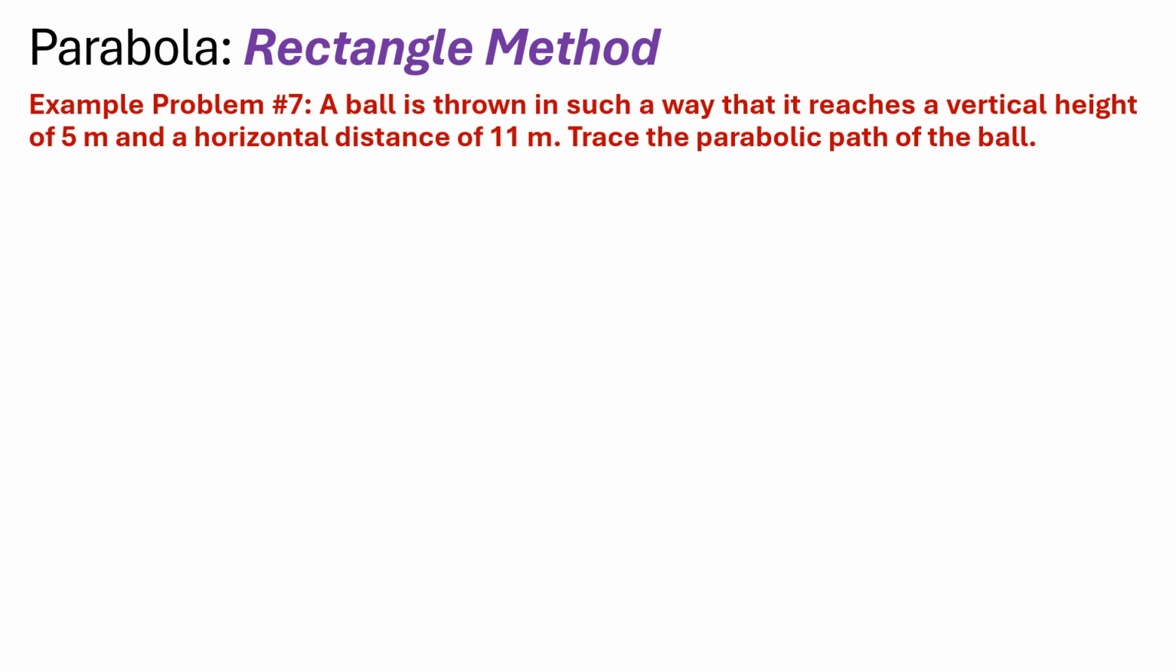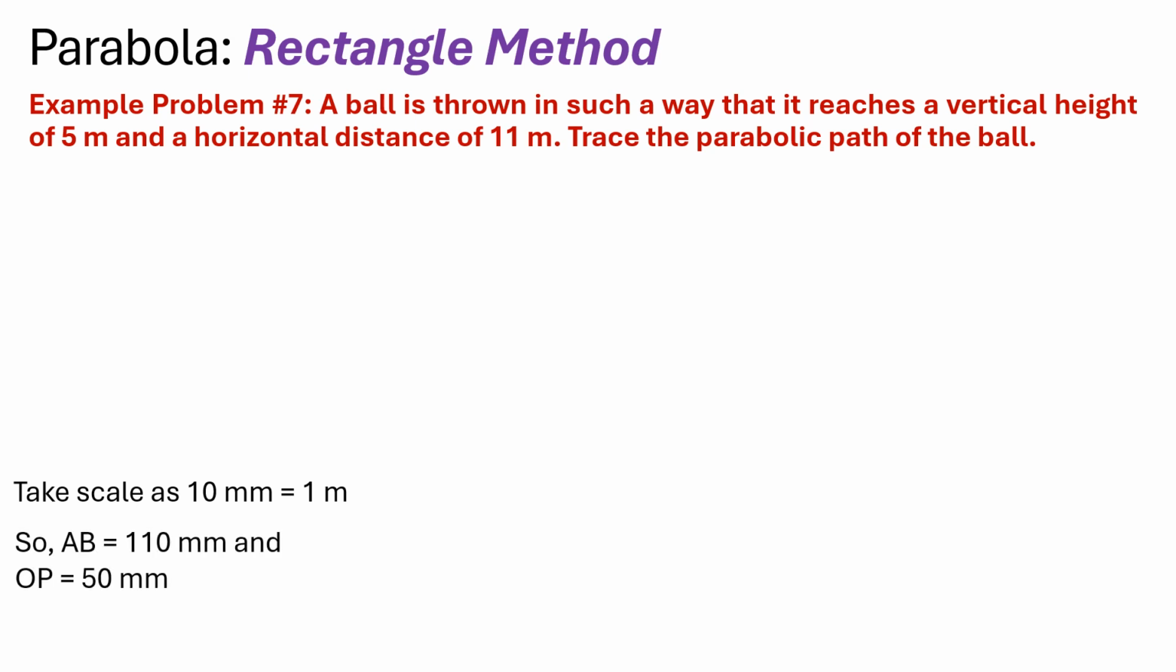Now for this one, the distance of 5 meters and 11 meters is very big for the sheet. So we have to take a scale so that this size gets reduced to the size of the sheet. Now for this one, we take the scale as 10 millimeters equals 1 meter. So this will make the height of 5 meters as 50 millimeters and the distance of 11 meters as 110 millimeters. So once we have it, now let us draw the parabola.